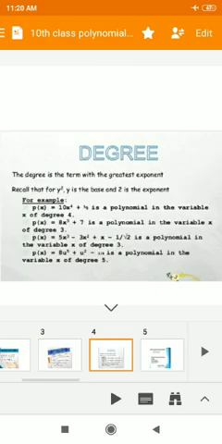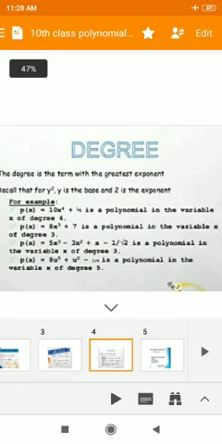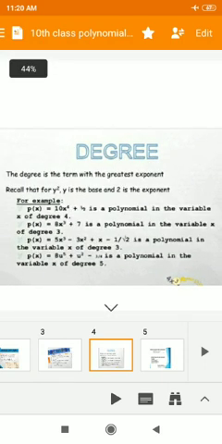The next one, degree. The degree is the term with the greatest exponent. Recall that for y square, y is the base and 2 is the exponent. 2 is also called power. For example, p of x is equal to 10x to the power of 4 plus 1 by 2 is a polynomial in the variable x of degree 4. Here the highest power is 4, so the degree is 4. 3 more examples are given.